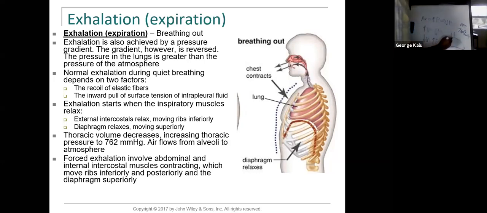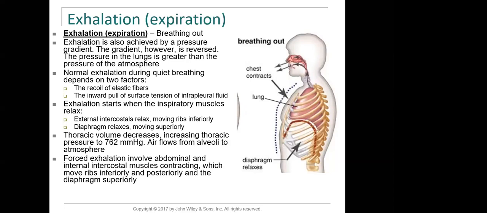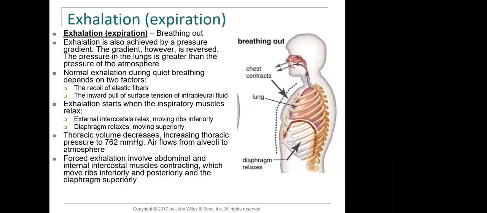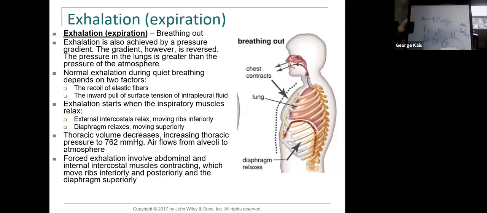So again, starting with 760 in the atmosphere and 760 inside the lungs. If we want to push air out, what do we need to do to the pressure? Do we need to increase the pressure or decrease the pressure? Increase the pressure inside the lungs. Yes, right, we need to increase the pressure. And the way we're going to increase the pressure is by decreasing the volume of the thoracic cavity. So we're essentially going to be using the external intercostal muscles and the diaphragm muscles again, but instead of having them contract, those muscles are going to relax. And when the diaphragm relaxes, it's going to pull itself more superiorly.